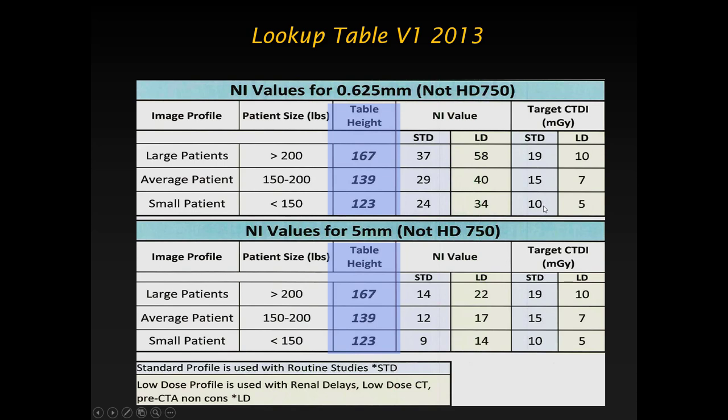And we would do this for several systems. So we had some systems that were able to scan at 625 for Recon 1 and some that only had 5 millimeters. And so while the noise value is different, the dose targets are exactly the same. They are identical.